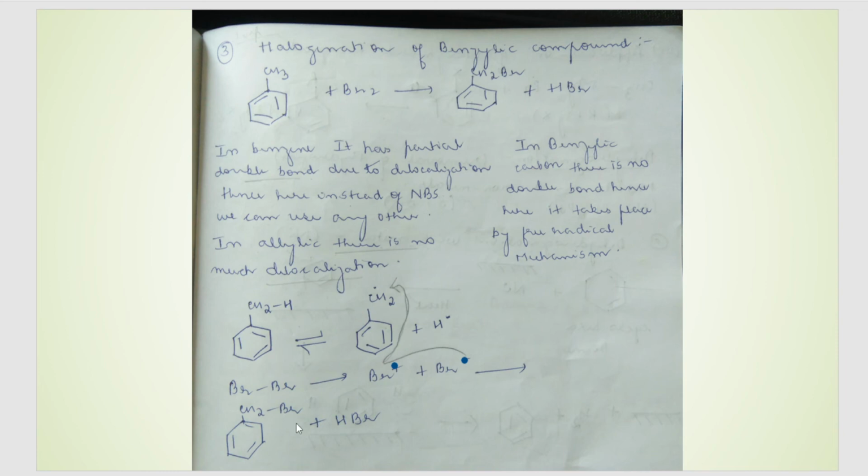So how is the reaction mechanism? First of all, once again there is a homolytic cleavage of the bond. CH3 splits into CH2 dot plus H dot, and bromine Br2 splits by homolytic cleavage to give two molecules of Br dot. So what happens? One of the Br dot comes and attaches over here to give CH2Br, and one more Br dot goes and attaches to the hydrogen to give HBr. That is halogenation in case of a benzylic compound.